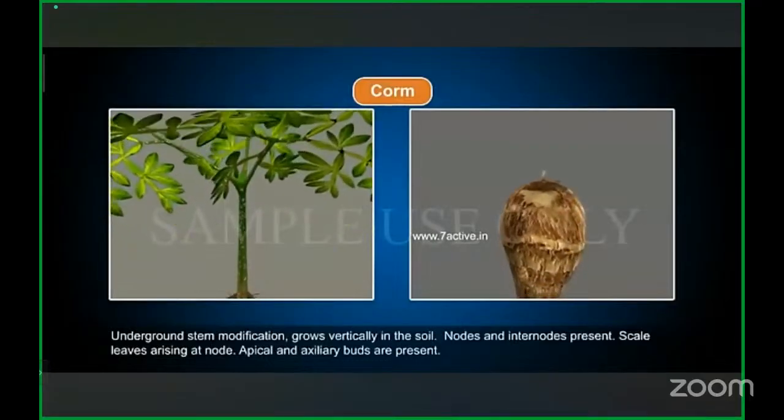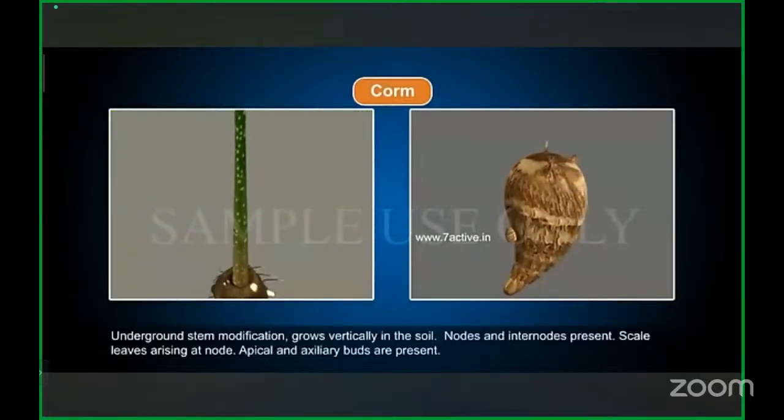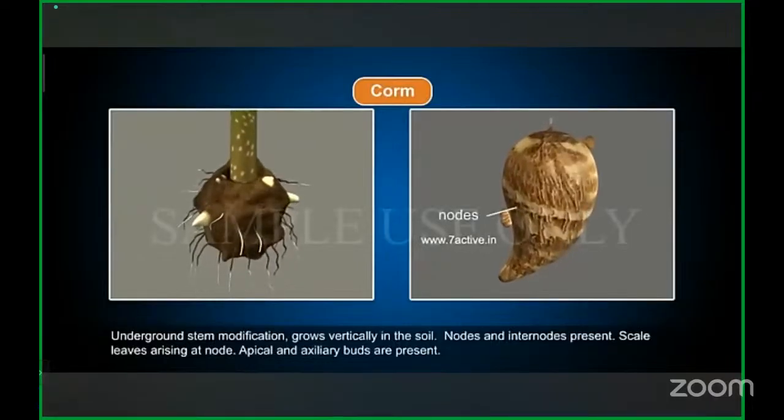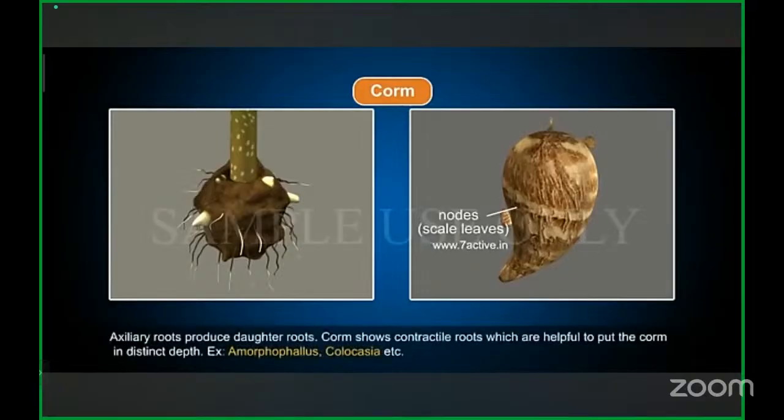Corm. Underground stem modification grows vertically in the soil. Nodes and internodes present. Scale leaves are rising at node. Apical and axillary buds are present. Axillary roots produce daughter roots. Corm shows contractile roots, which are helpful to put the corm at a distinct depth. Example: Amorphophallus, Colocasia, etc.